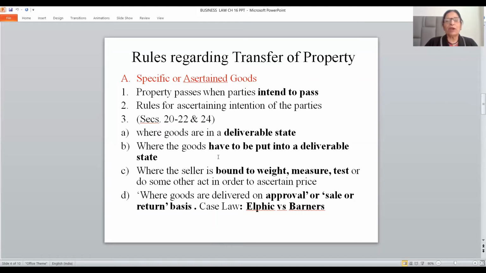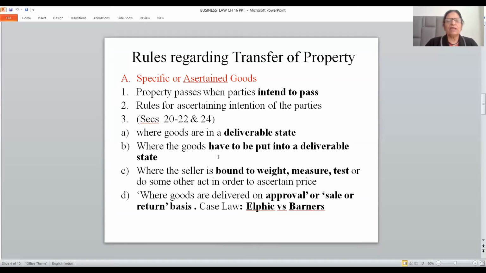Now coming to the second point, which is where the goods have to be put into a deliverable state. Here, friends, goods are not ready for delivery. Some action has to be undertaken by the seller to put the goods in the deliverable state. Say he has to insert the goods into packets or containers or tins. Then the moment he does that act and informs the buyer, it means he has put the goods in the deliverable state. So then the ownership shall pass from the seller to the buyer.